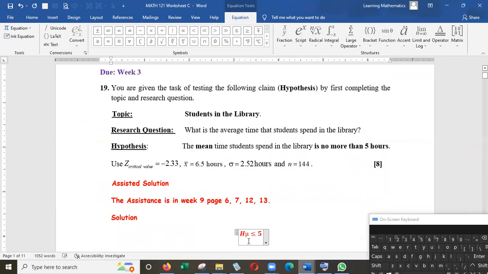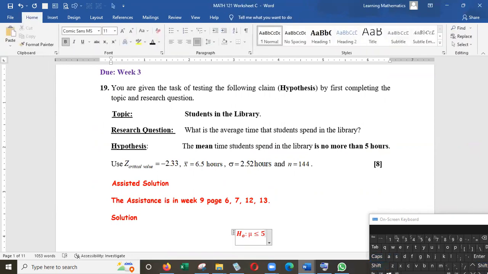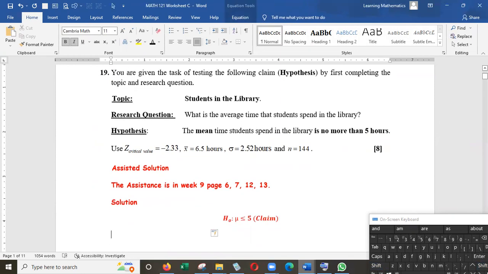So since this symbol carries the equal sign, it is a null hypothesis. Okay, and it will form the claim. So we can write claim by it. So this hypothesis that is stated here is a null hypothesis. So now we can state the pair of hypothesis. We can complete the pair. So here's the translation, and the pair will be it.